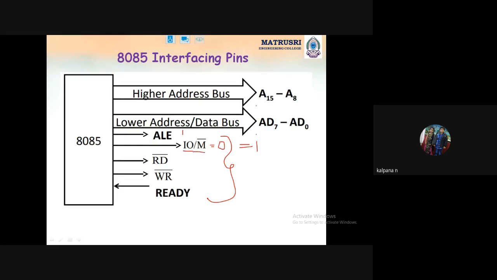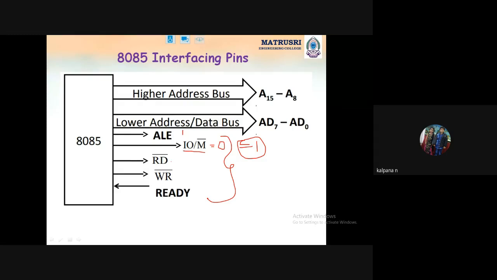This is called what? Multiplexed pins. One pin is used for two operations, right? Here ALE is only one pin, no multiple operations. But here, two operations. If we want to interface the memory to the 8085, this pin should go to logic 0, right? If we want to interface IO, then this pin should go to logic 1. Understand?